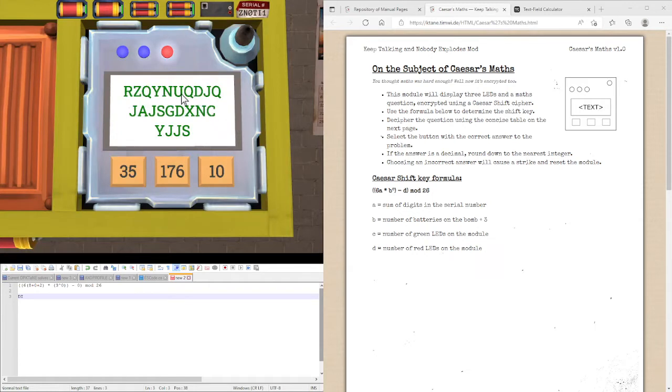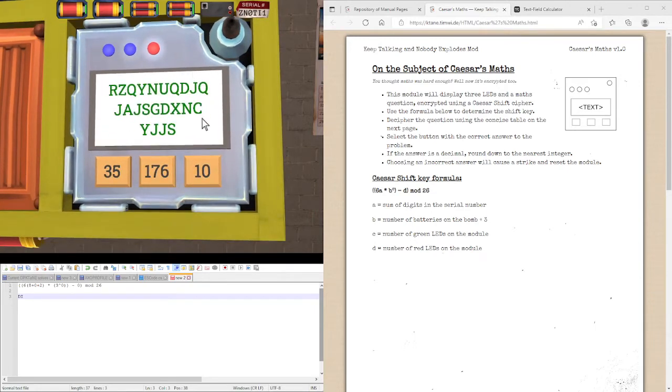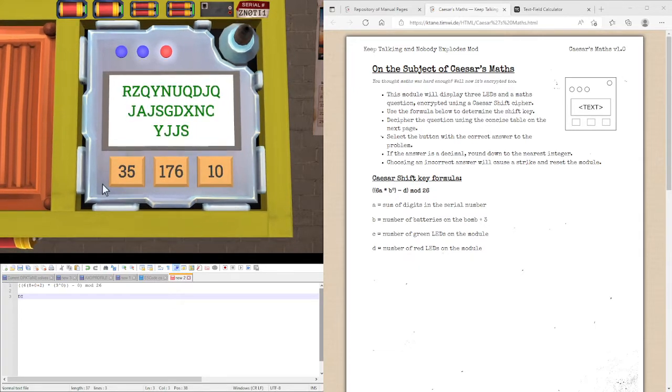Hi guys, I'm still here. Today we should be going over the module Caesar's Maths. So basically we're given a maths equation encrypted in Caesar cipher with all the spaces removed as well. And we just have to select which of these answers at the bottom is the answer to this equation.